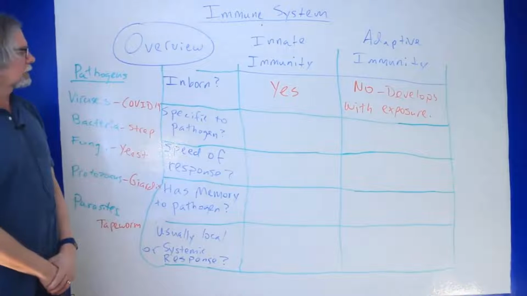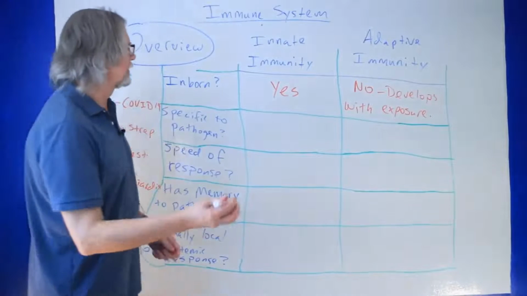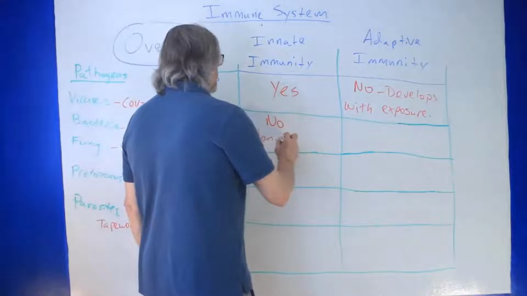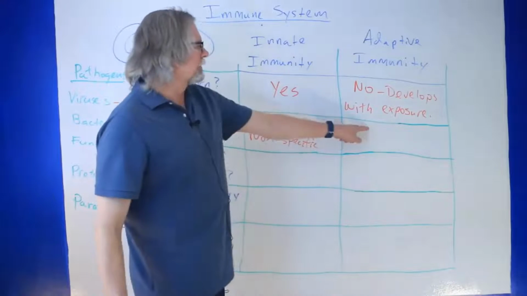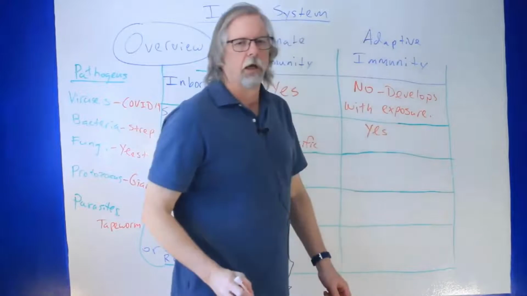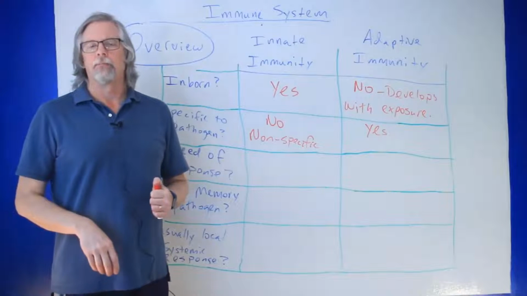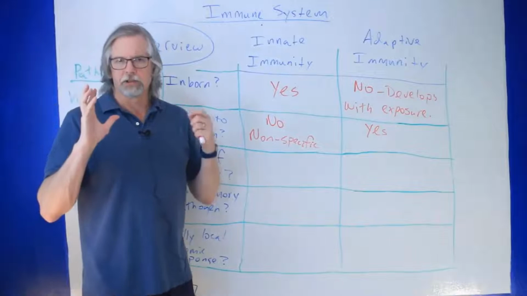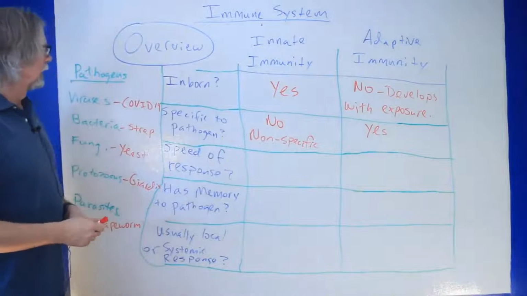Second property, is it specific to a given pathogen? Innate immunity is not. It's a non-specific type of immunity. Whereas adaptive immunity is specific to the pathogen. And that's the power of the adaptive immunity. If you're exposed to something, then the response is going to target that specific pathogen.